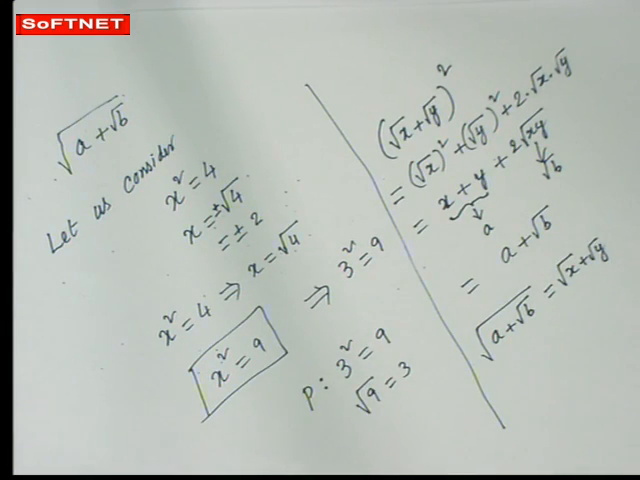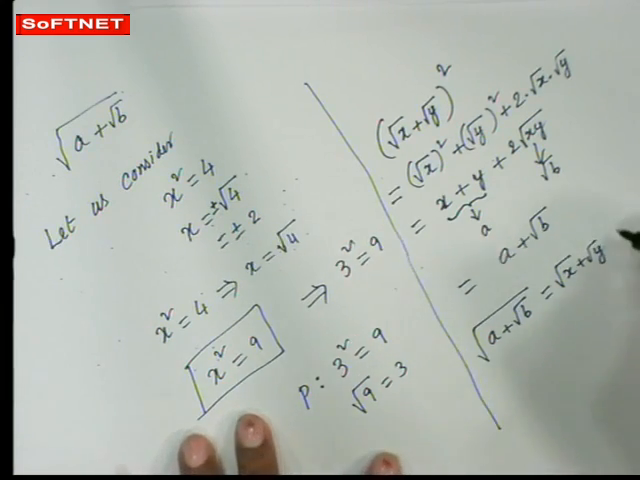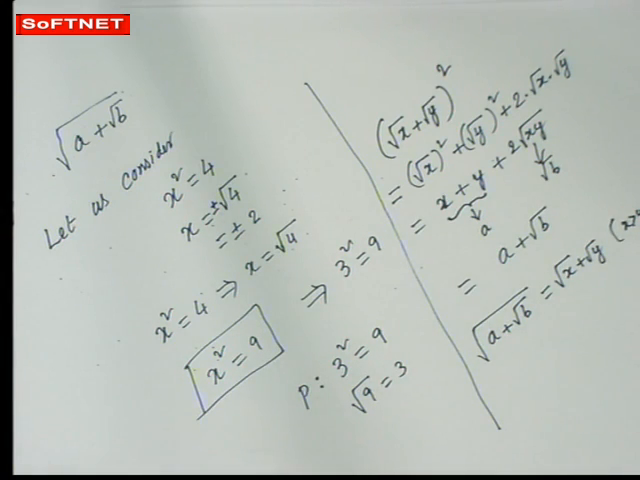But one condition we must remember here, x must be greater than y. X must be greater than y. Understood now? So, now hereafter the square root of a plus root b will be in the form of root x plus root y, where x is greater than y. In the similar manner, if you want to find the square root of a minus root b, let us do it. Okay.